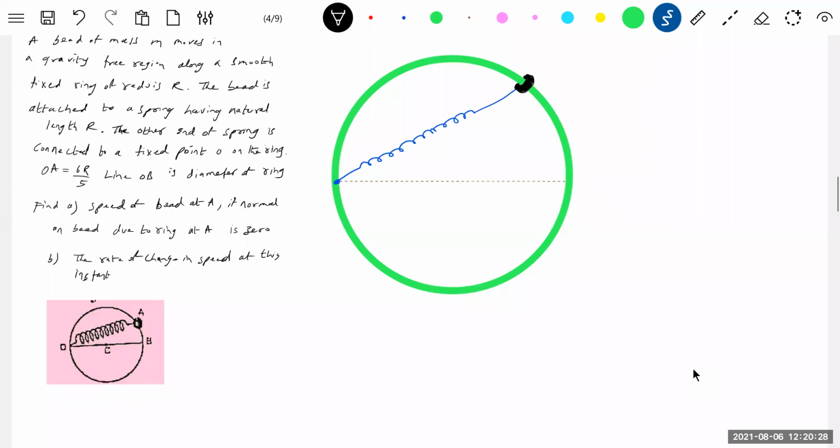There's a bead. This much is there. So there's a point O. This is A. This is B. It will make some angle theta that we don't know. Leave it here. We'll have one more reference line. This is the spring constant K.